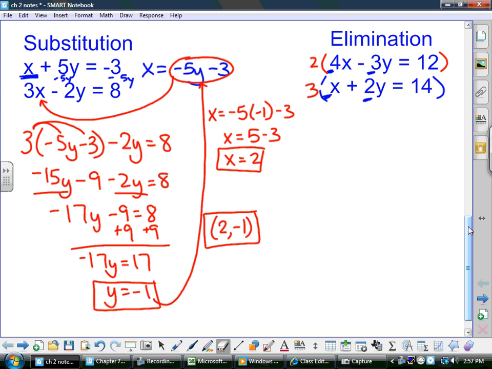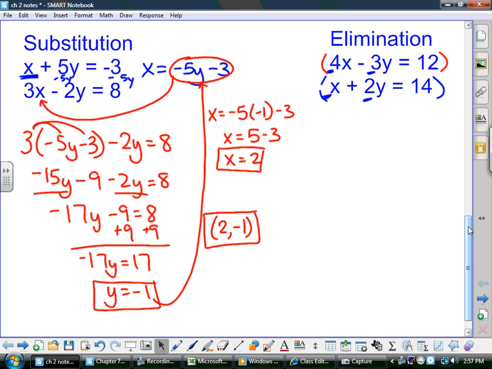It doesn't matter which one you choose to do. Either one will work. A lot of times people like to get it so that one is a positive number and one is a negative number so that you can add straight down. It does work for both of the terms to have positive coefficients and then you're going to subtract. Any of those methods work.